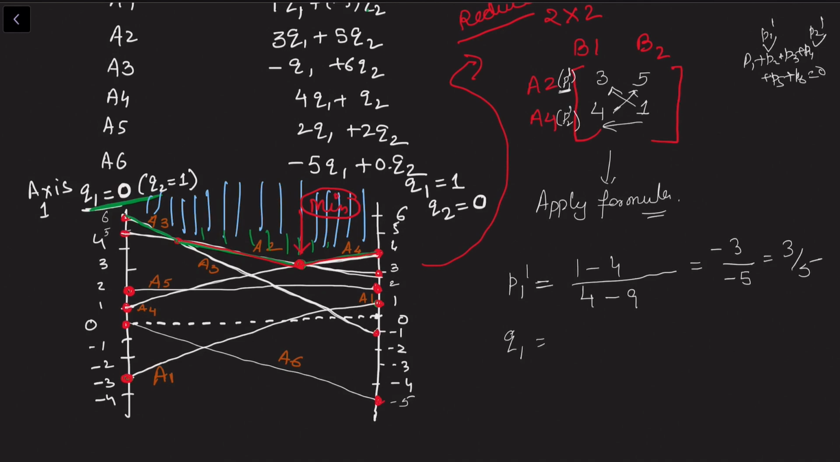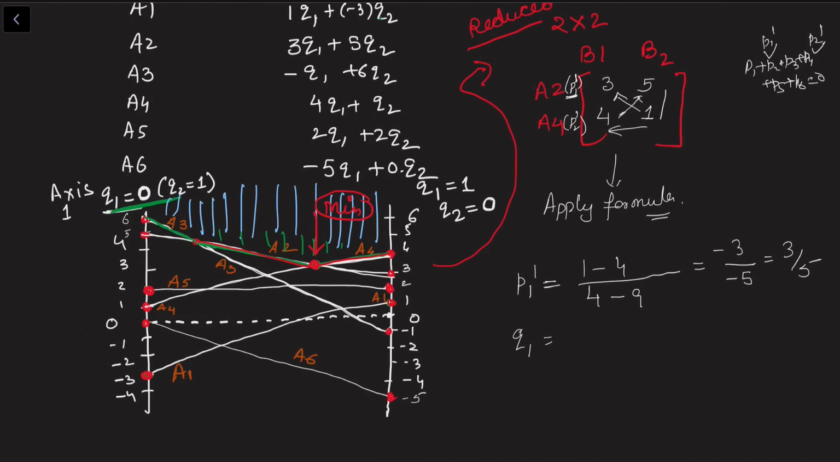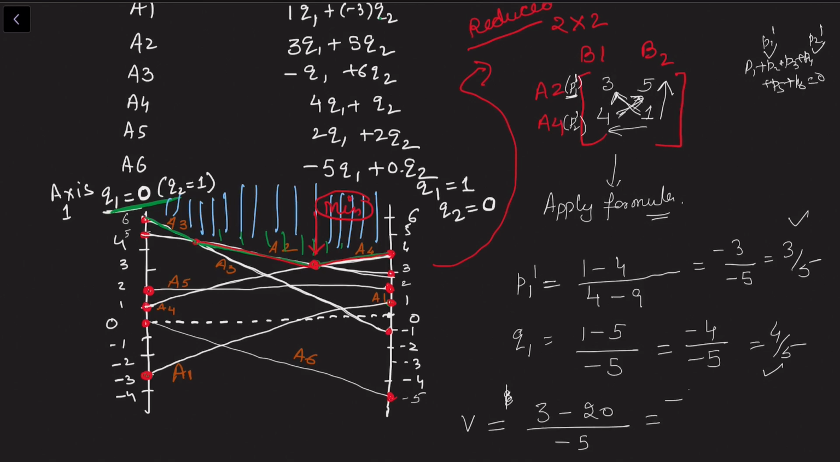And for Q1, I look at this minus this. This means 1 minus 5 upon minus 5, so this probability is minus 4 by minus 5, which means this probability is 4 by 5. Once I have these probabilities, I can calculate the other probabilities P2 and Q2 also, but we do not require them. What is the value of the game? The value of the game is again the determinant of these two quantities. This means it is 3 minus 20 divided by minus 5. In this case, it is minus 17 by minus 5, so this quantity is 17 by 5. That is the value of the game.